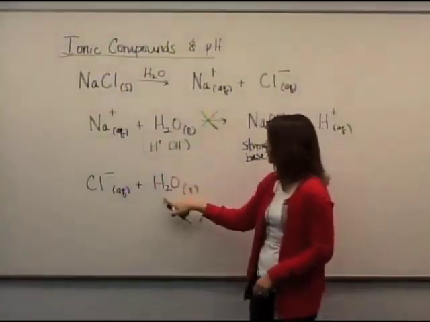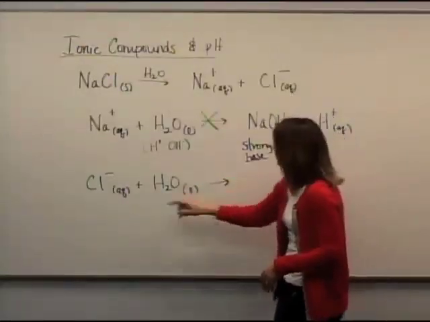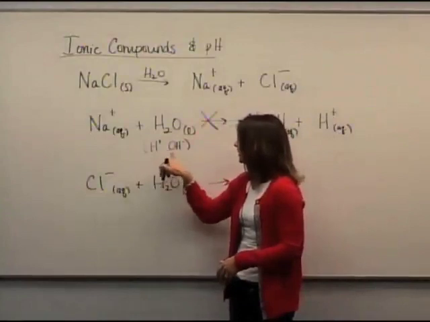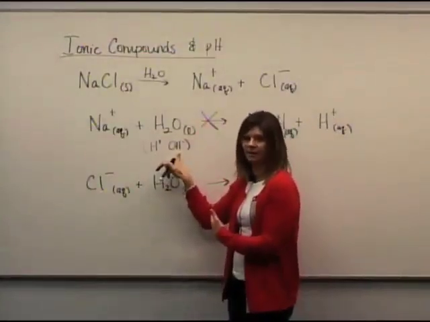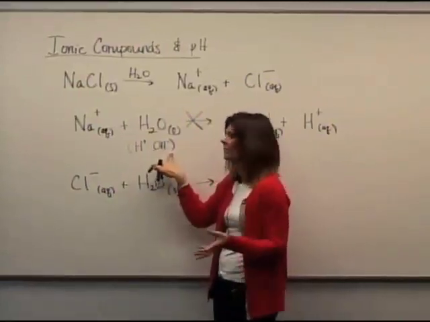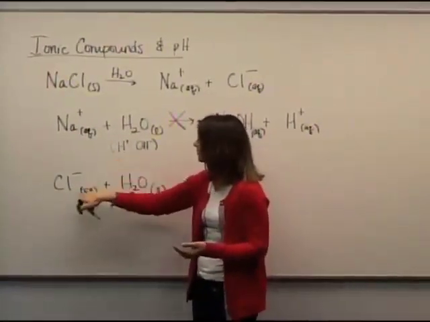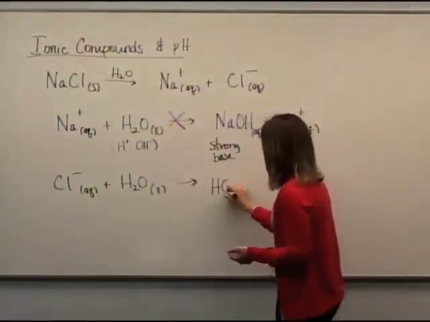And again, we're going to think of water as being a combination of H plus and OH minus. So chloride is going to either interact with the H plus or the OH minus. And hopefully we see we're not going to make anything with this hydroxide ion because they have the same charge and they'll repel each other. So it's possible for me to combine the H plus and the Cl minus to make HCl.